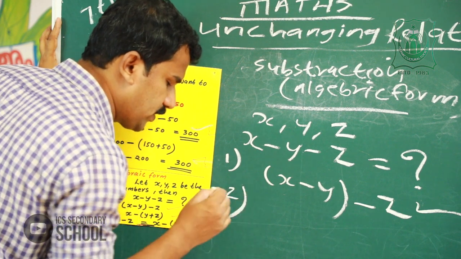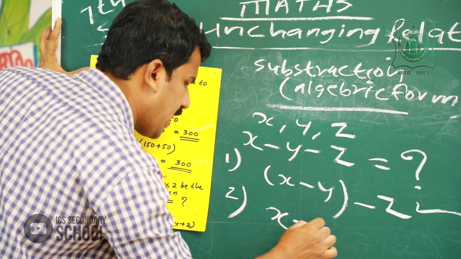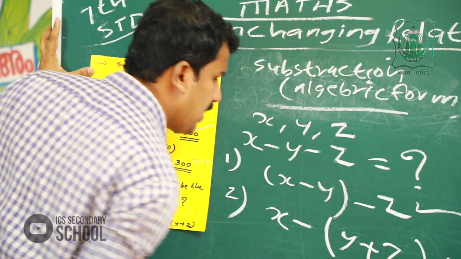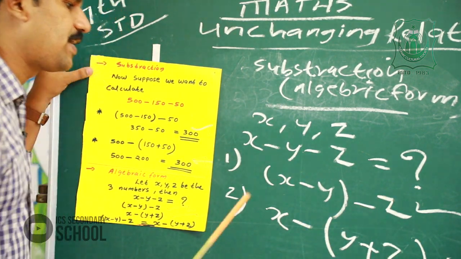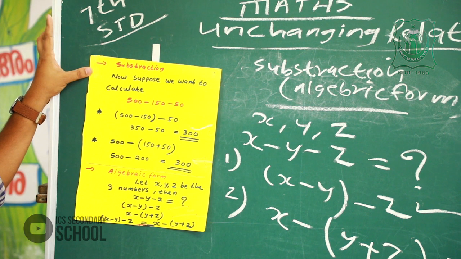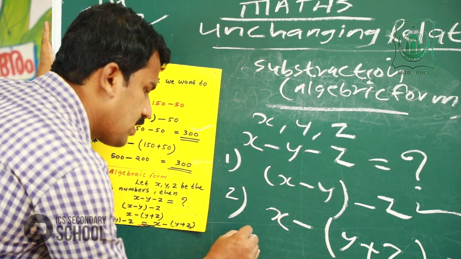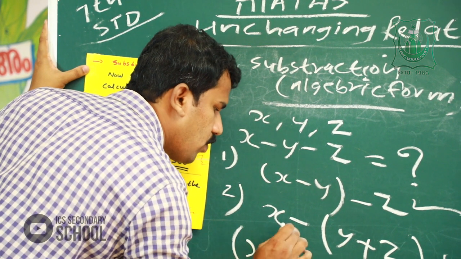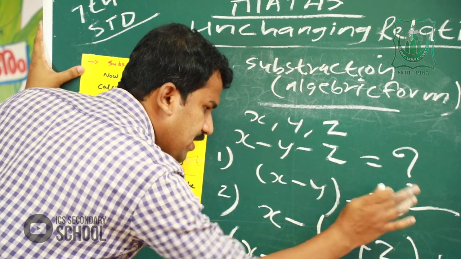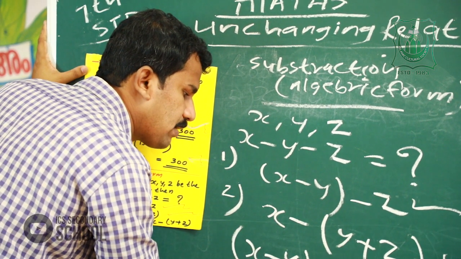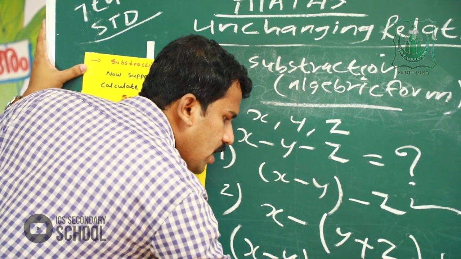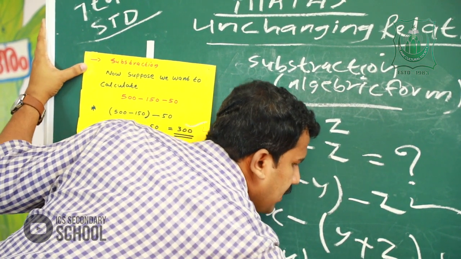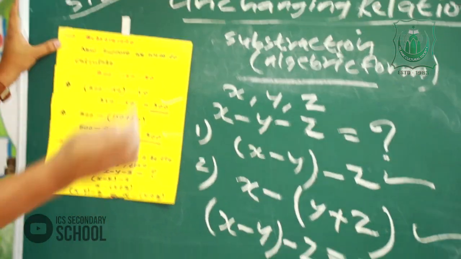Also we can do a second method, that is x minus y plus z. In these two methods, the subtraction is the same. The subtraction is correct. Okay, so we can write x minus y minus z is equal to x minus (y plus z).